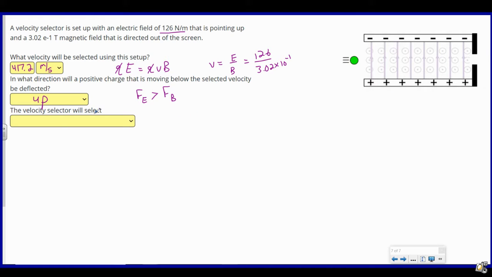The velocity selector will select any charge that is moving with the desired velocity. So this is any charge with a velocity of 417.2. It doesn't matter if it's a positive or a negative charge. It also doesn't matter how massive the charge is. Whatever charge is moving at a velocity of 417.2 meters per second is going to go through these fields undeflected.